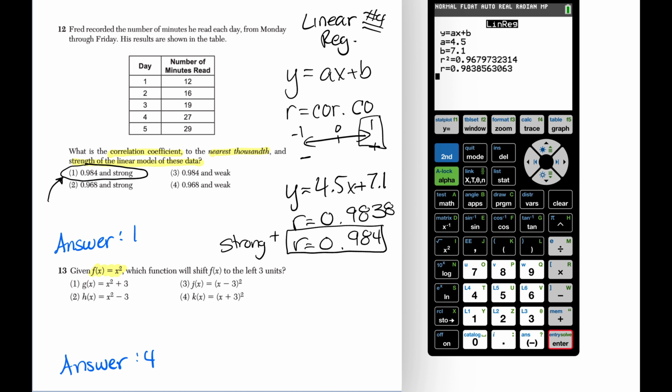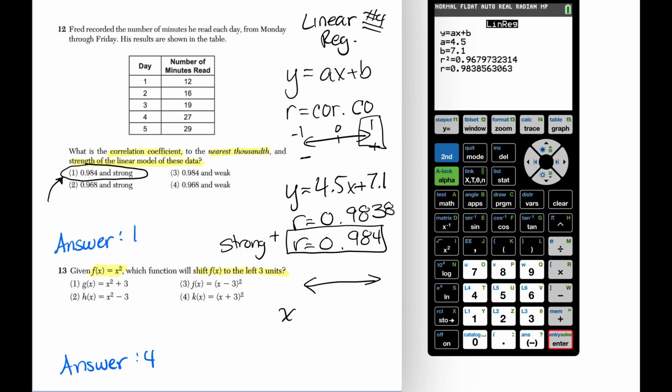All right, let's go down to number 13. Given f of x is equal to x squared, which function will shift f of x 3 units? Okay, so for this, I have to know the form for doing this. And how do I know when something is moving 3 units? So what is going to happen to my x?